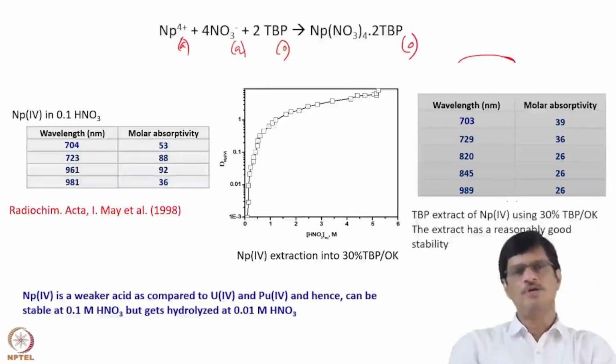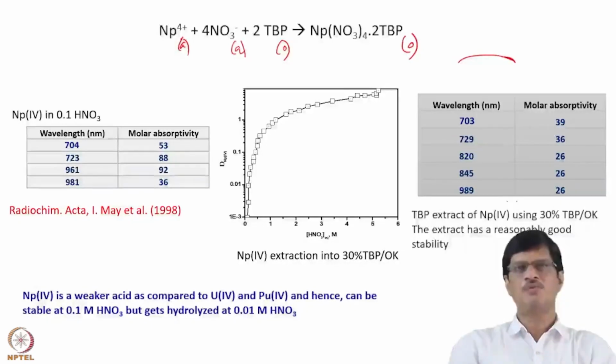Neptunium 4 is a relatively weaker acid as compared to both uranium 4 and plutonium 4. Hence, the hydrolysis chance of the neptunium 4+ ion in the aqueous medium is relatively lower, and you can find neptunium 4+ being stable even at 0.1 molar nitric acid. But if you go to lower nitric acid concentration, it gets hydrolyzed.